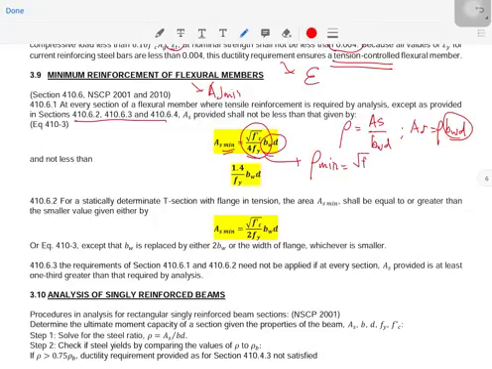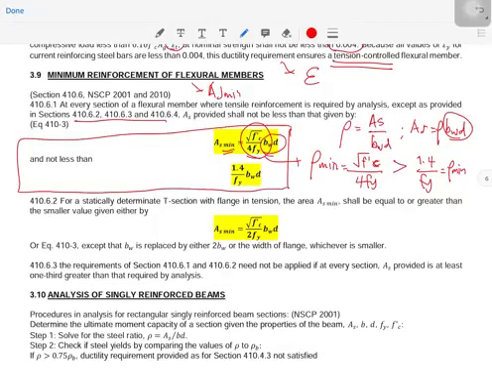Okay, so rho min would be equal to square root of f prime c over 4 fy, but this should not be less than, meaning this should be greater than, 1.4 over fy. So this is also equal to rho minimum. So we have two equations for rho min. Just try to meet the conditions, guys, and not less than.